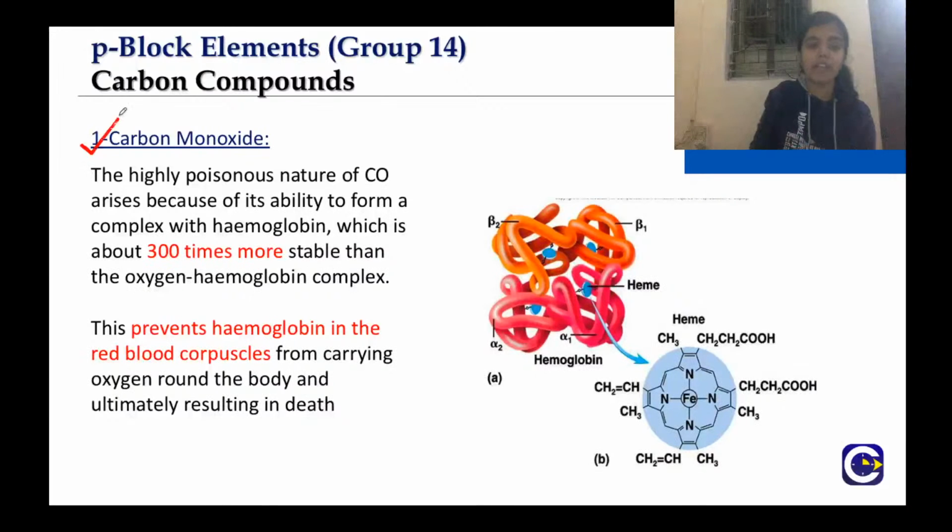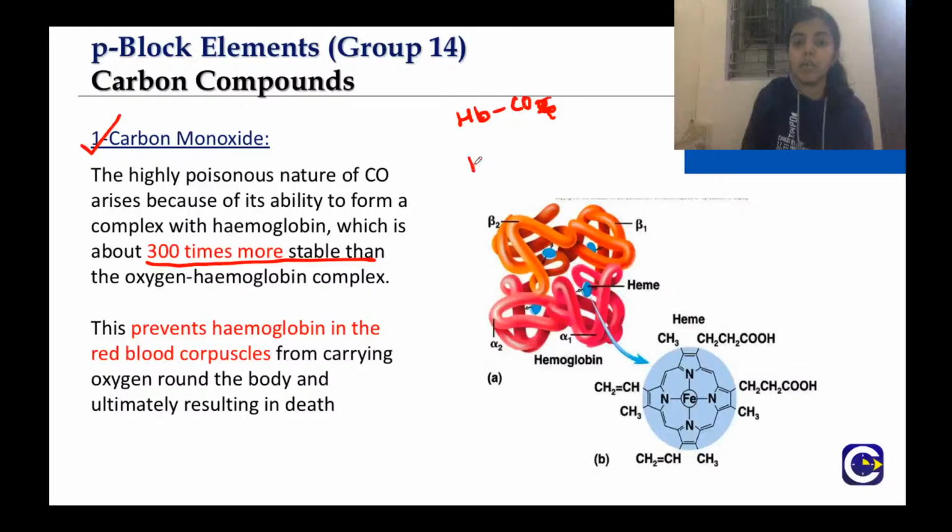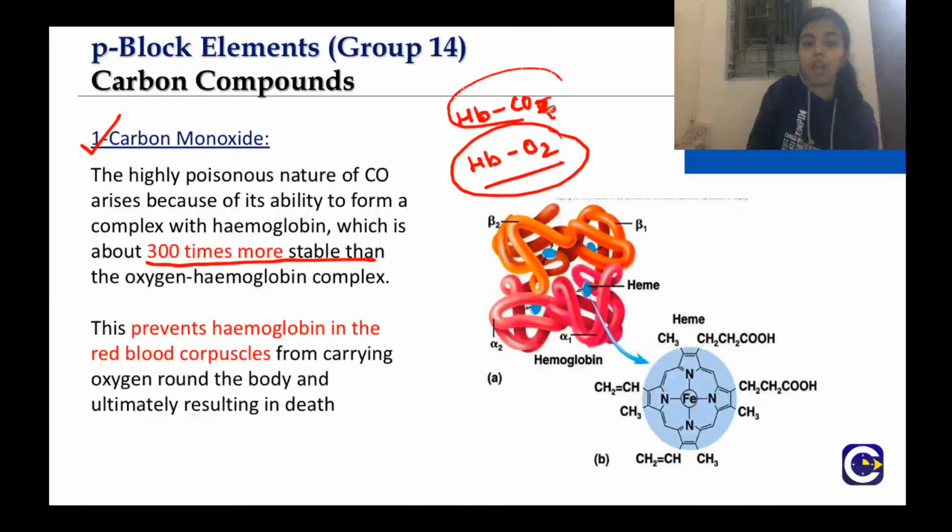Now carbon monoxide, as I explained yesterday also, has almost 300 times more complexing ability than oxygen with hemoglobin, right? So the hemoglobin carbon monoxide bond is more stable than that of hemoglobin oxygen, right? So when you inhale carbon monoxide gas, or there is some amount of carbon monoxide present in your body, hemoglobin will bind to it rather than binding with oxygen. It will bind with carbon monoxide and form a stable complex.